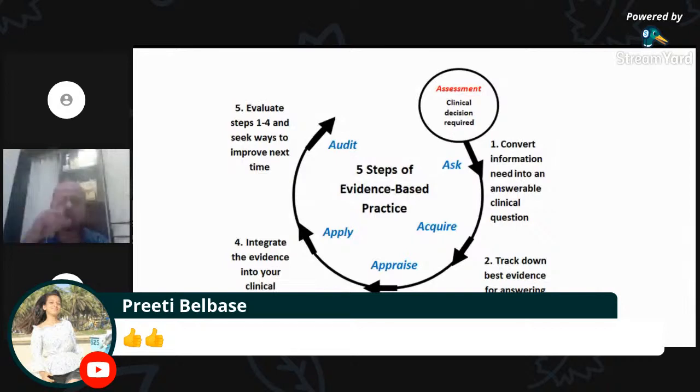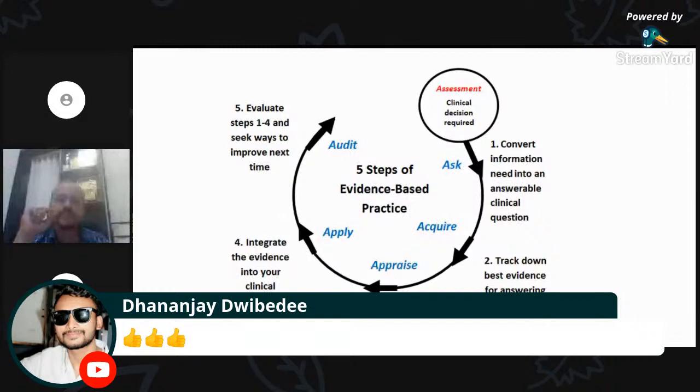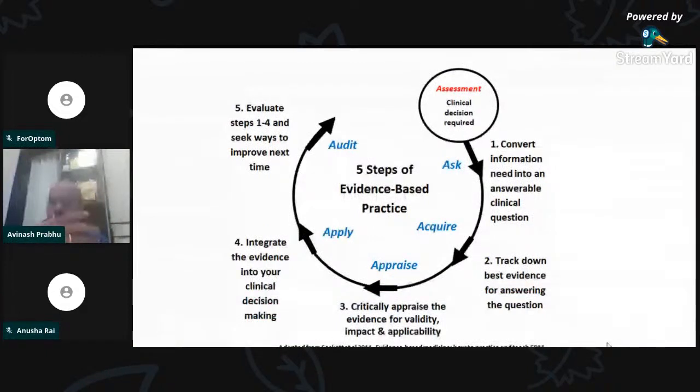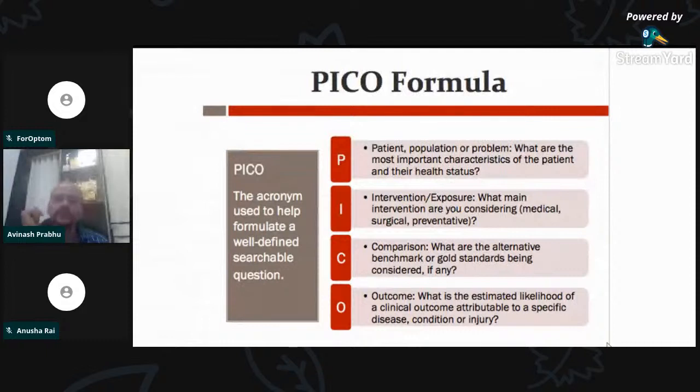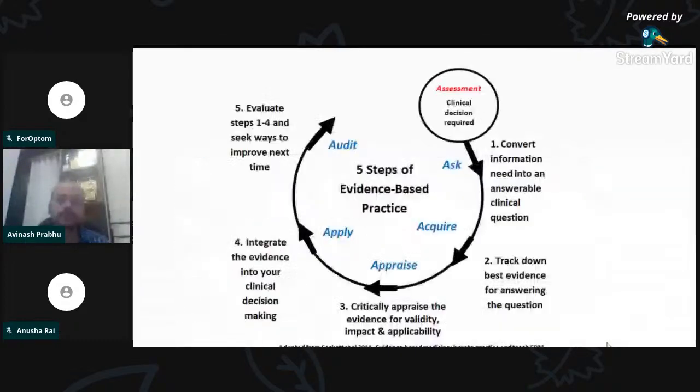So if you go further across, the next step will be acquiring, then appraising, then applying, and then auditing. So this completely will give you the domain of evidence-based practice. Since evidence-based practice is not our domain today, I am not going into much detail about it, but I'm just stopping at that first term, that is ask. So how do you ask? When you ask, you should keep in mind that it should comprise P, I, C, and O: patient, intervention, comparison, and outcome. So if your research question has all these ingredients in it, it means that it's a well-defined, well-refined research question, and it can be taken further for good research.